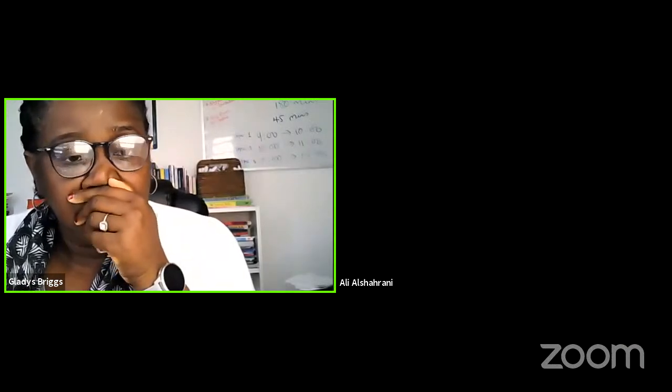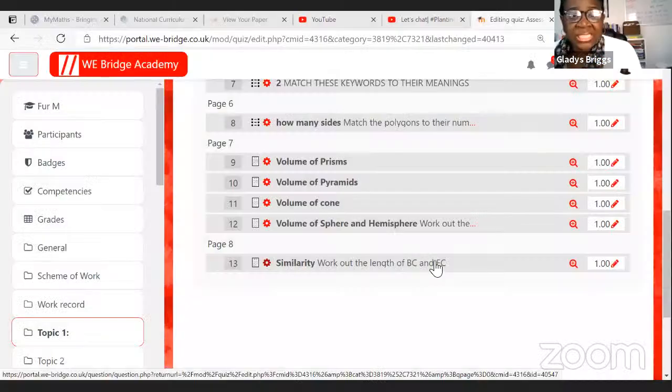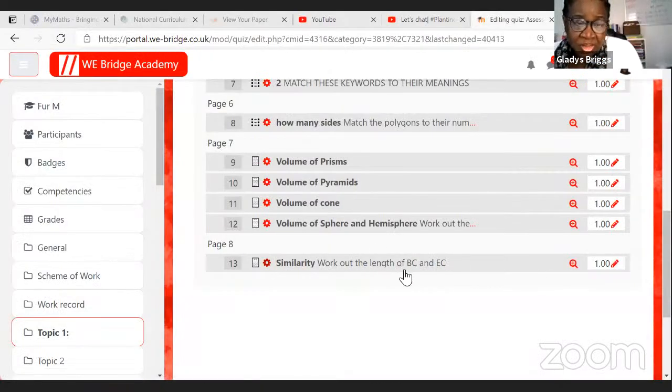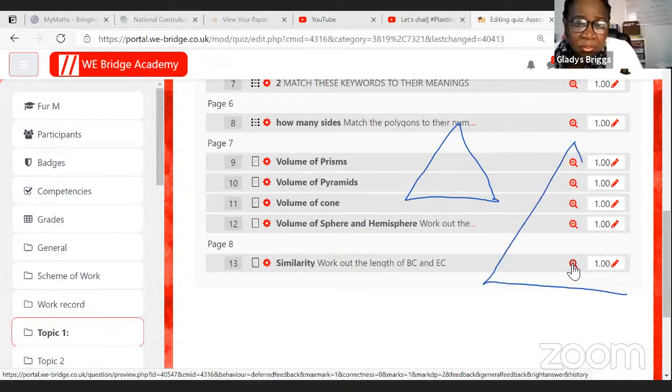Let's have a look at similarity. This is the last on topic 1, the last question that you may get in your exams. You will get a shape like this one with missing lengths, and you need to know how to use the idea of ratios to work out the missing lengths. So right there, you can have two triangles from this one, the smaller one and the bigger one.